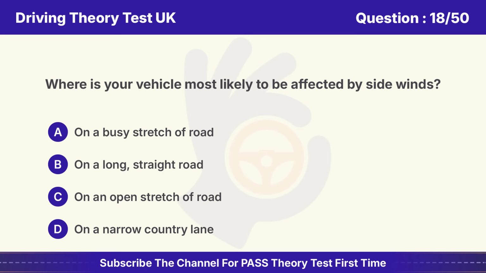Question 18. Where is your vehicle most likely to be affected by side winds? Option A. On a busy stretch of road. B. On a long, straight road. C. On an open stretch of road. D. On a narrow country lane.